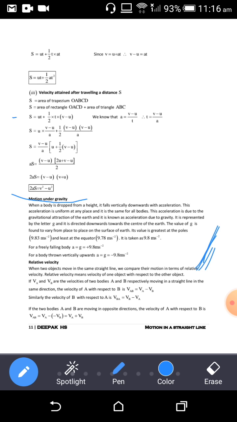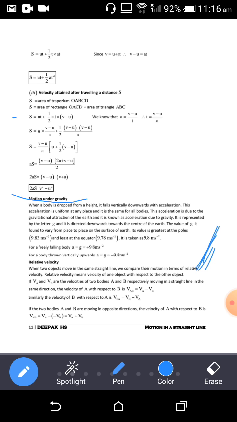So that can be written as S is equal to UT plus half T into AT, that is UT plus half AT square. Okay. So this is regarding the second kinematic equation. Okay. So the next is nothing but the last one, velocity attained after traveling a distance. Yes. Okay, you need to calculate the V value. Okay, velocity.